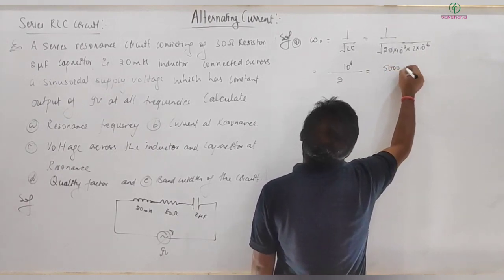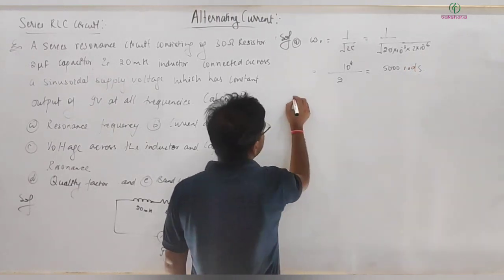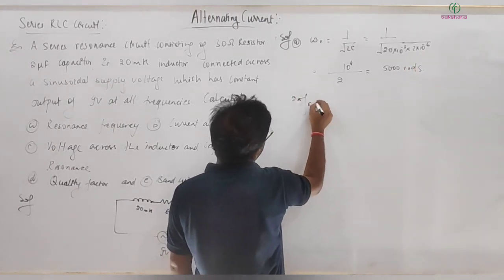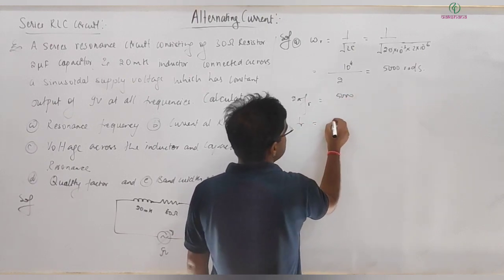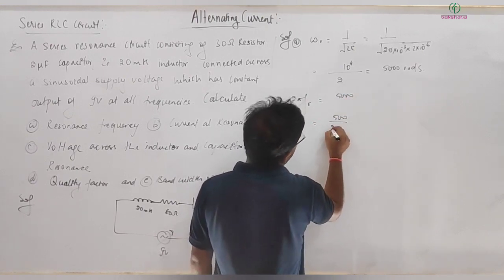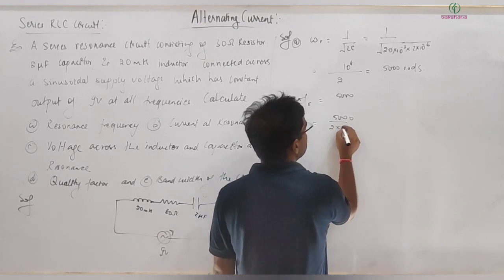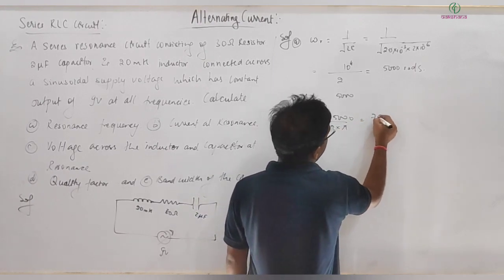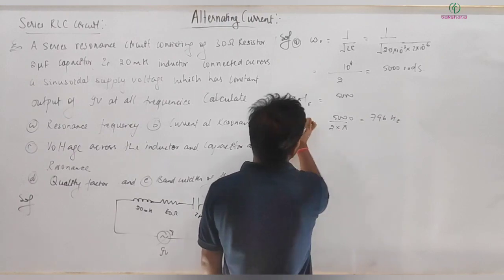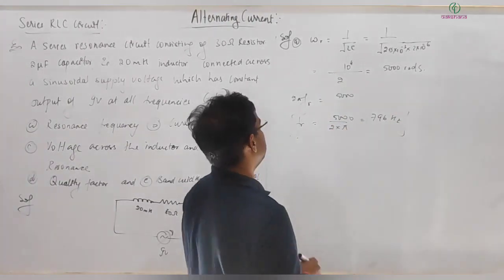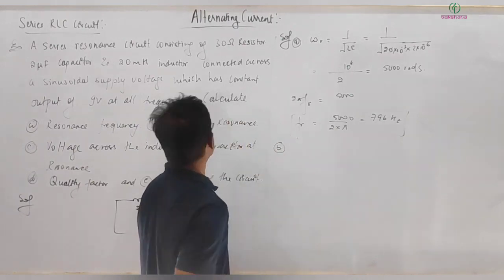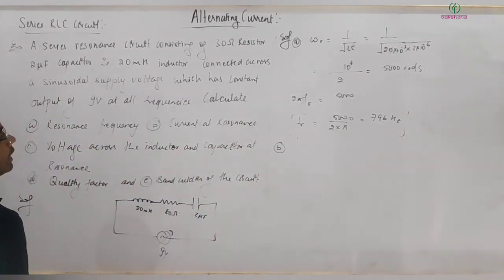And this is coming out to be omega R, 5000 radian per second. Then you can write it as 2 pi f resonance equal to 5000, so f resonance is 5000 divided by 2 into pi, and that will be 796 hertz. So it's resonance frequency in hertz, and resonance frequency in radian per second. So we got A.